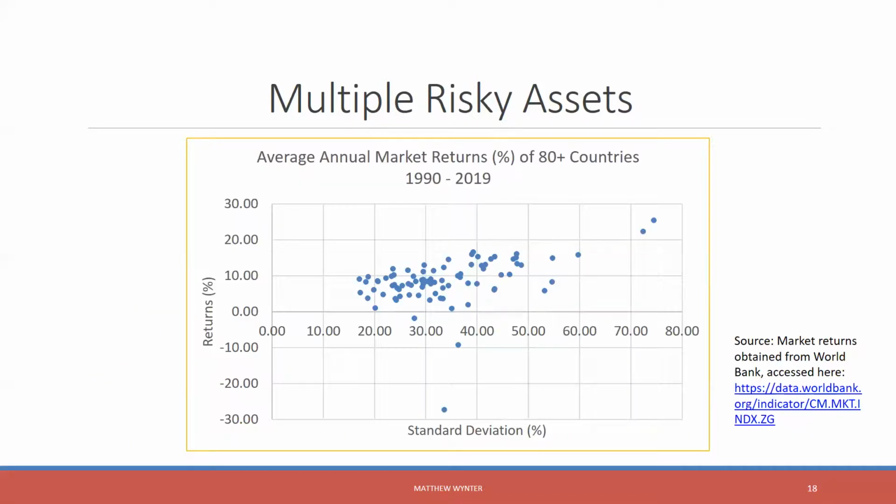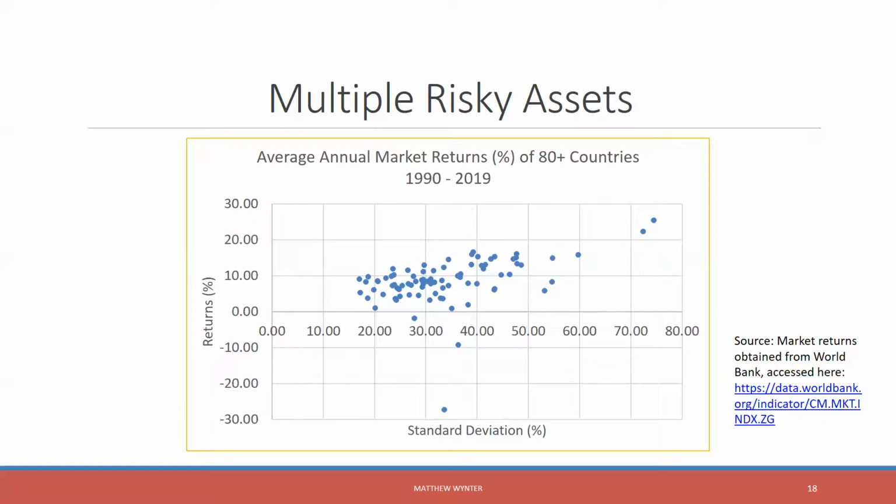Okay, what do we have? We're plotting the standard deviation. So the horizontal axis, our x-axis, is the volatility of these markets. And then our y-axis, our vertical axis, is the expected return, the average annual market return for 80 plus countries. So from 1990 to 2019, these are the average returns and volatility of the 80 plus countries that pretty much identify 99% of the world market portfolio.